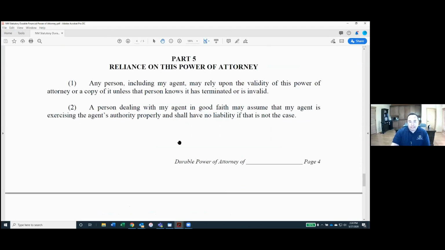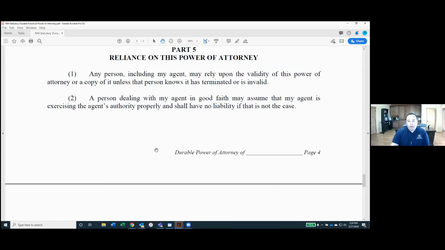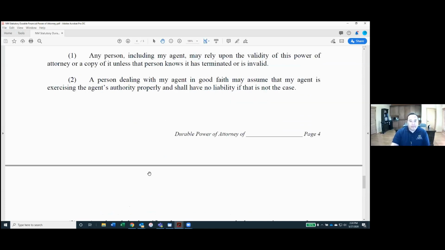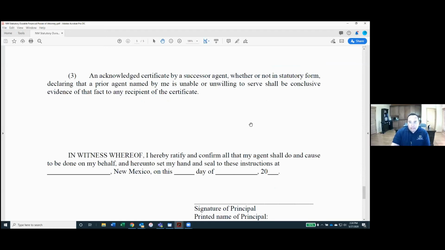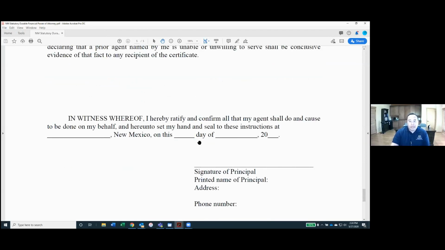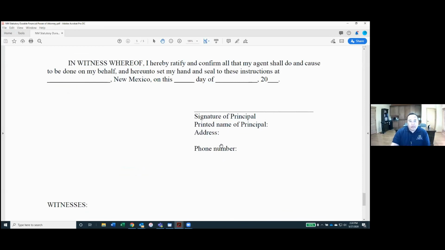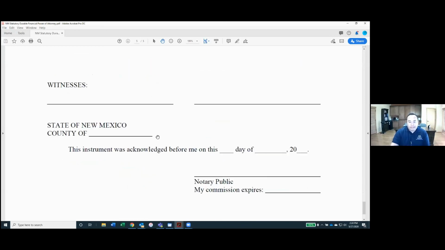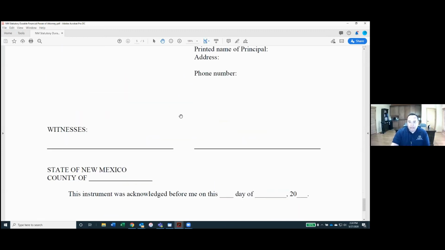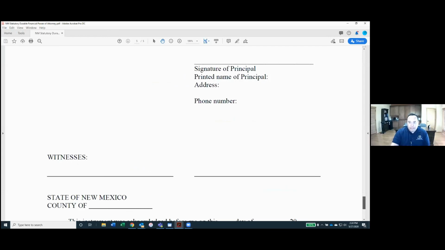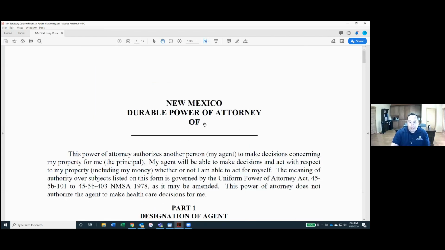This basically says that any person who relies on this power, if your agent is acting in good faith, then there's not going to be any liability on somebody who relies on this power. That's really it in terms of the substantive parts that you need to fill in. At the very bottom here is where you would have it signed and witnessed, and then also there's a notary block, and we're going to explain how to execute that in a separate video. But those are the basic instructions for this durable power of attorney.